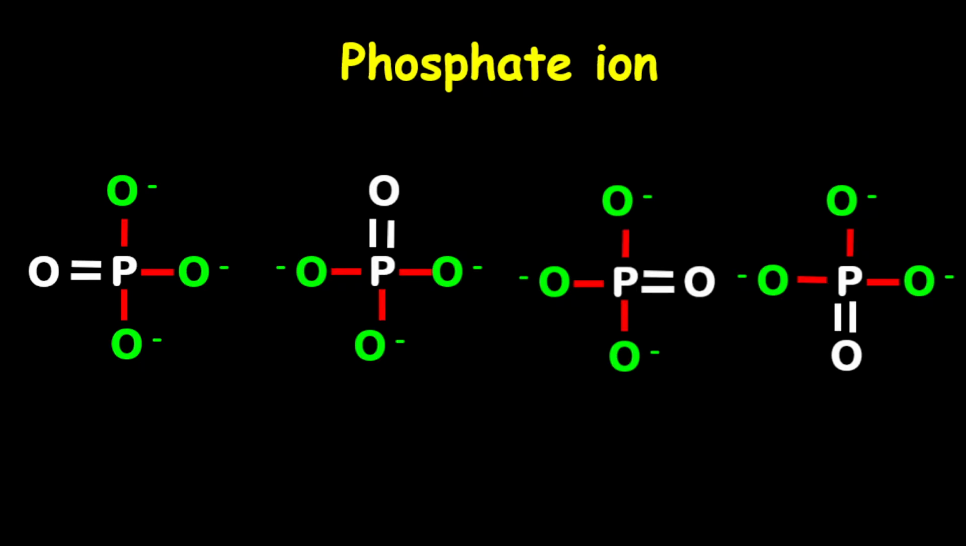Okay. Last thing to point out before I move on, if you notice the negative charges on the oxygen with the single bond, it gives the entire phosphate ion a charge of -3. All right. So just to point that out.